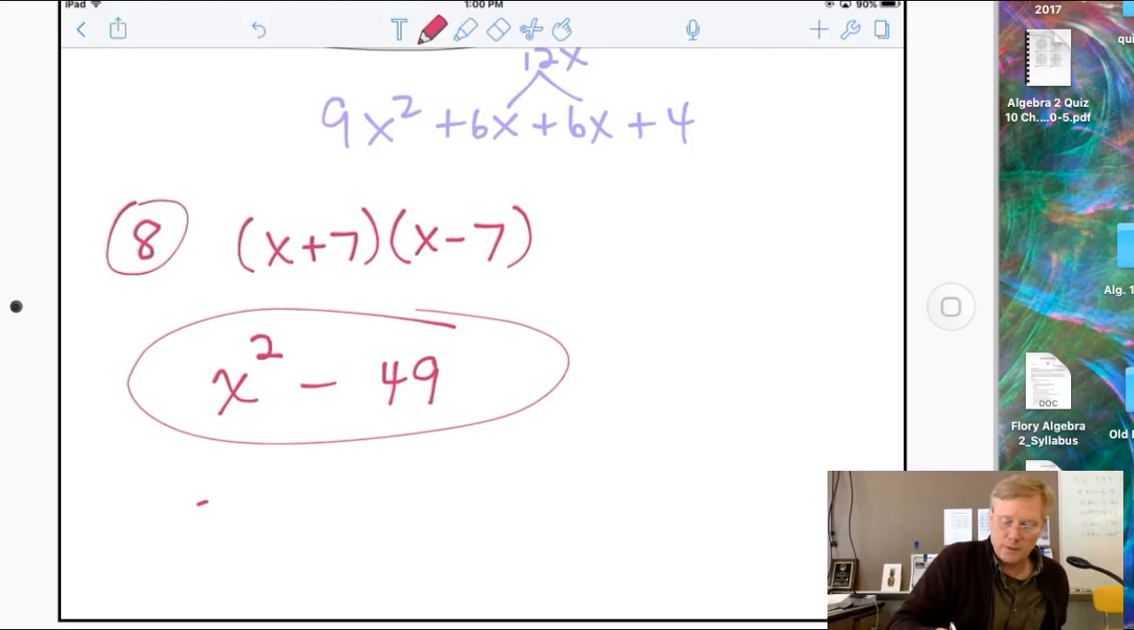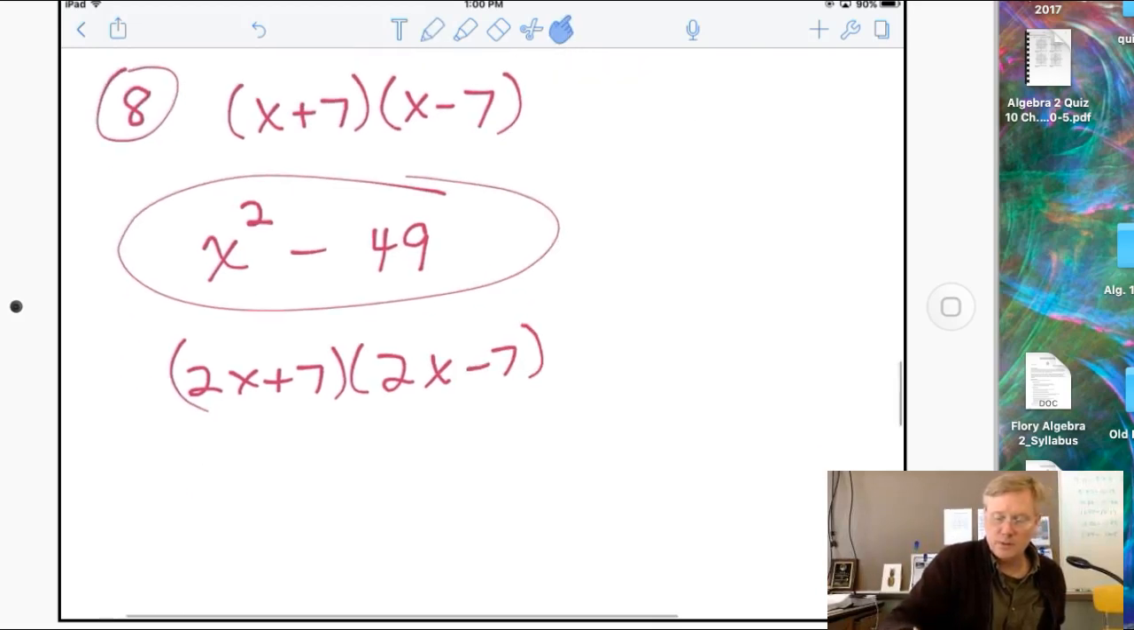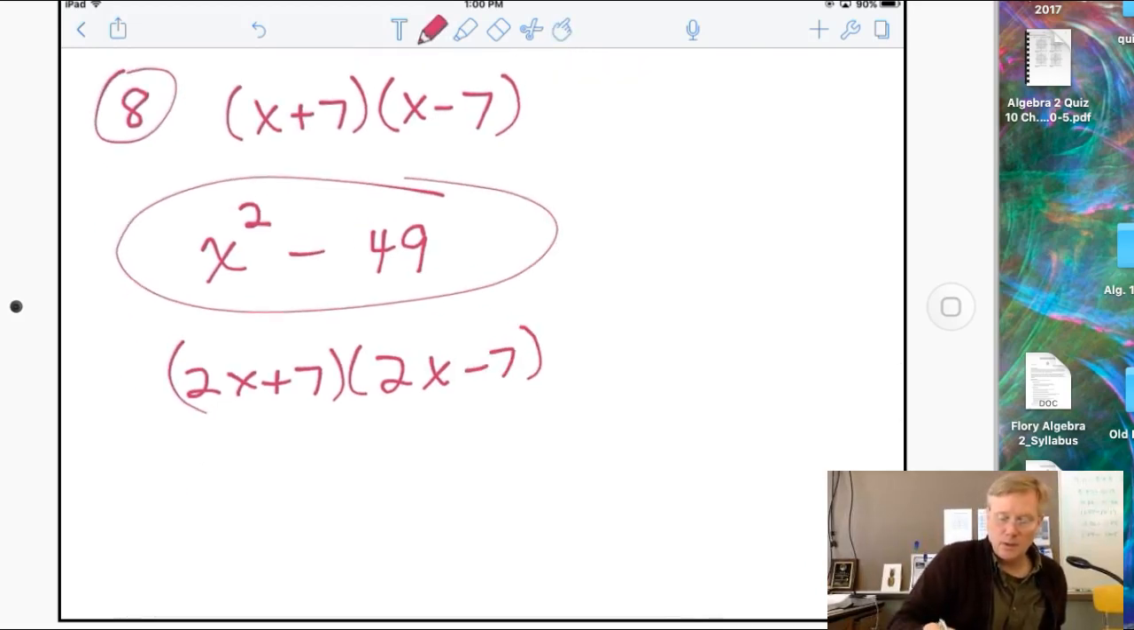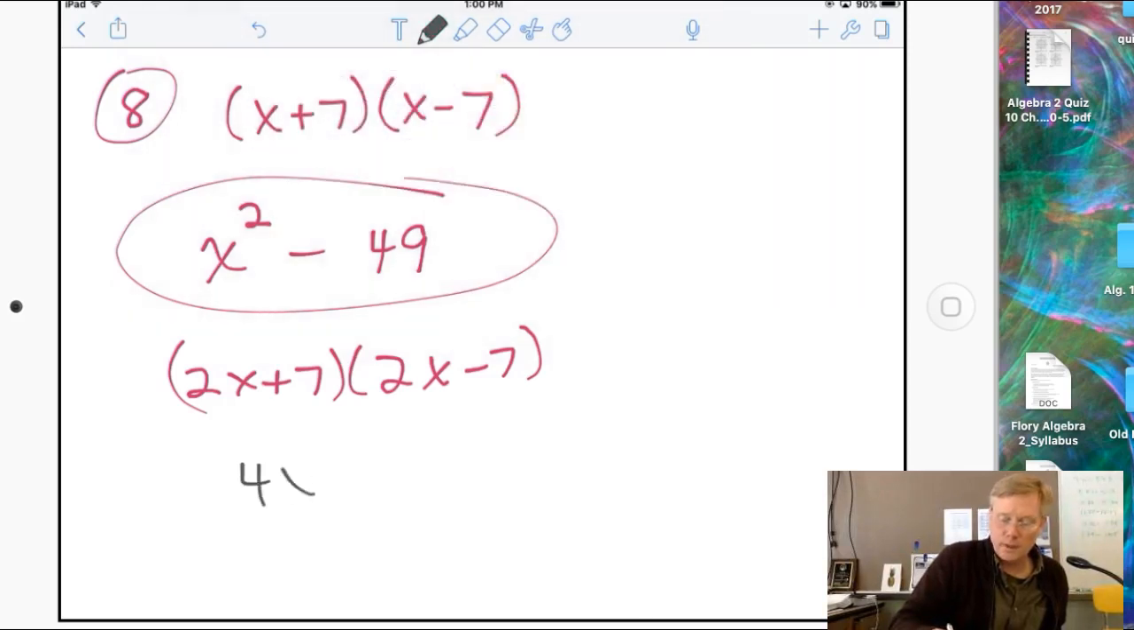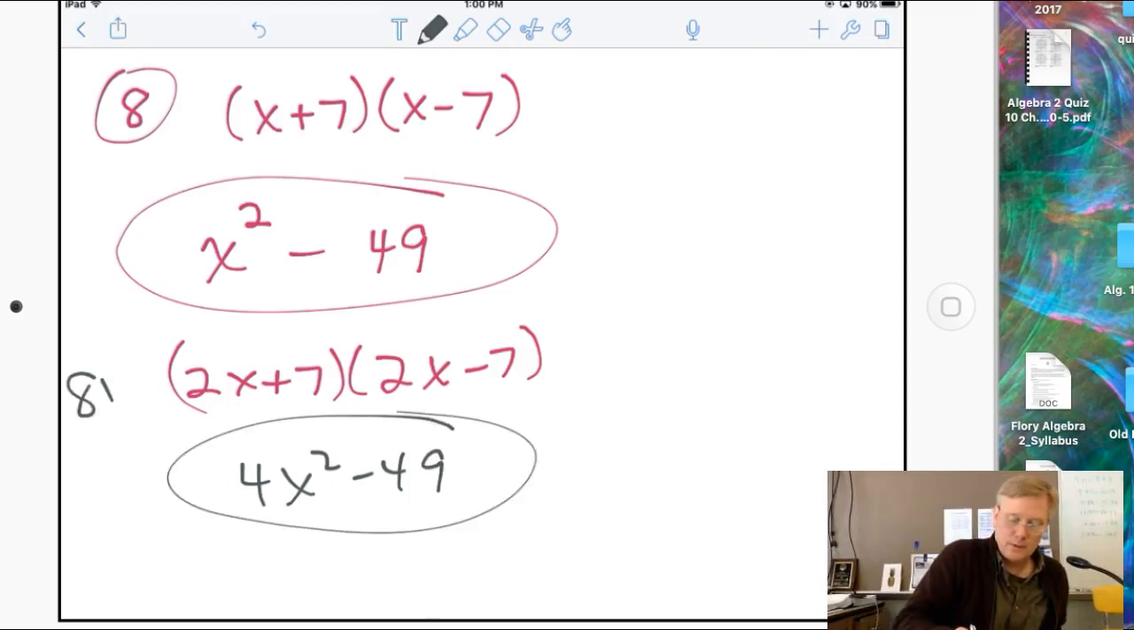If I gave you something like 2x plus 7 times 2x minus 7, it would be really the same thing. The only difference is I'd square the 2 also, which would give me 4x squared minus 49. Notice how they're almost the same answer. Call that 8b.